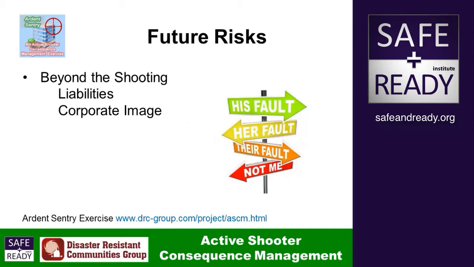Future risks. The event has occurred. We really worked hard for the last 3 or 4 days. Things are beginning to slow down. Our 24-hour news cycle is off to another incident, another event somewhere in the States or around the world. There's not the same focus back on our particular shooting incident. But you have to start thinking of what the long-term liabilities are.